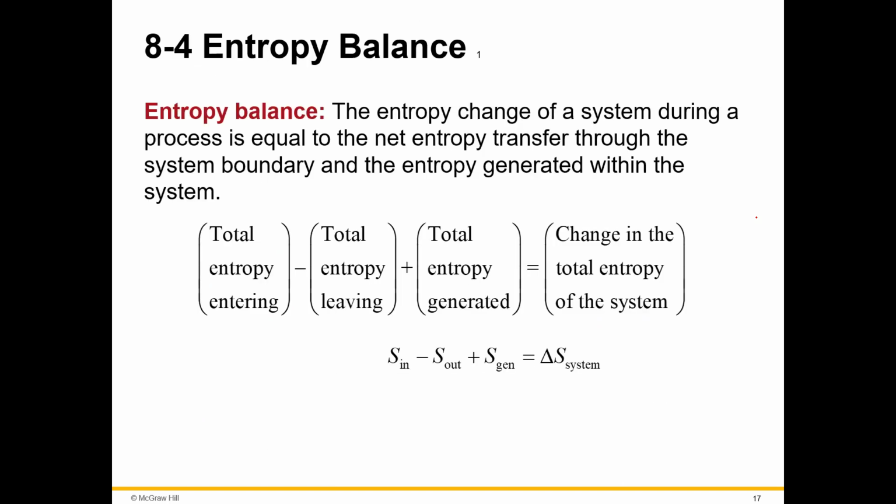The entropy balance. We have a mass balance, we have lots of different balance equations, and we have one as well for entropy. The entropy change of a system during a process is equal to the net entropy transfer through the system boundary and the entropy generated within the system. So it's very easy, right? Entropy in, less entropy out, plus entropy generated. So the difference, plus what we gained by just having a process, is the change in entropy of the system.